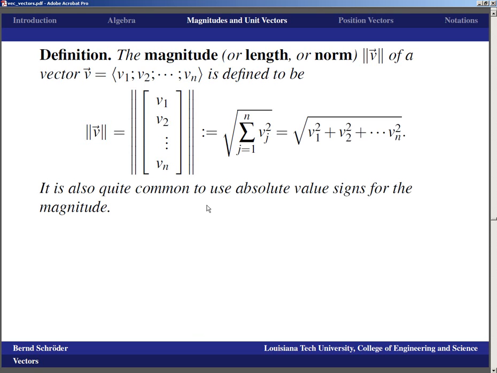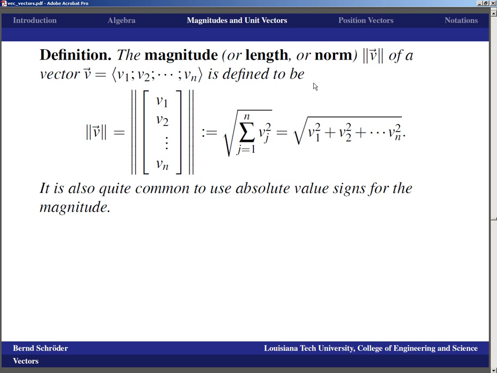Well, it's also quite common to use absolute values for the magnitude. What we can already see here is if this vector is placed at the origin, then this magnitude really is the distance of the tip of the vector from the origin, which means it also makes sense to call the magnitude the length of the vector. And norm is basically notation from more advanced mathematics classes in linear algebra or in functional analysis, where also this notation of the doubled absolute value signs is more common. So this is a little bit idiosyncratic.